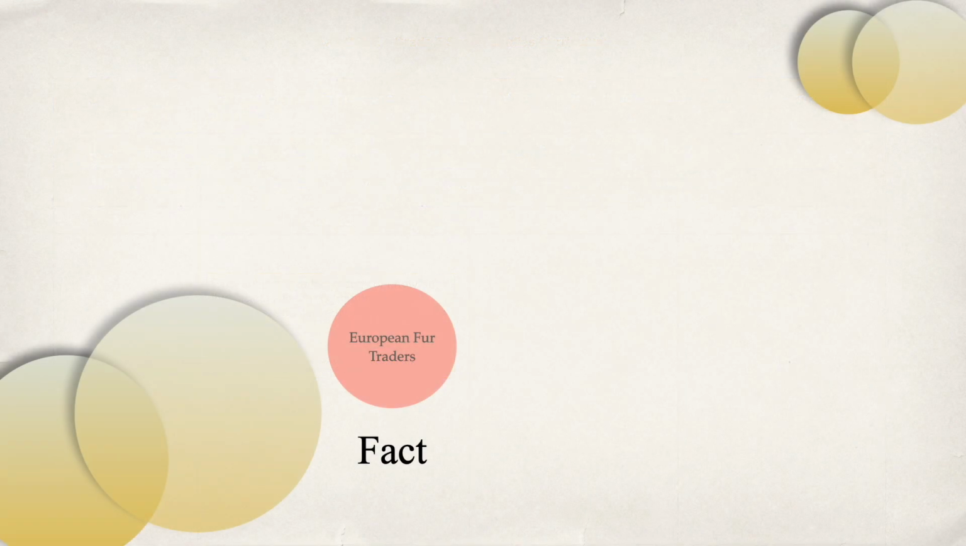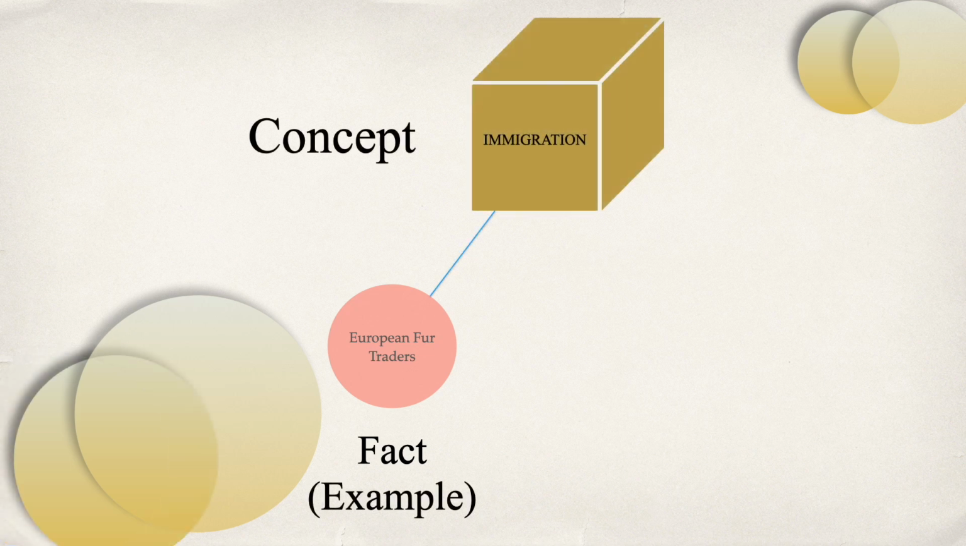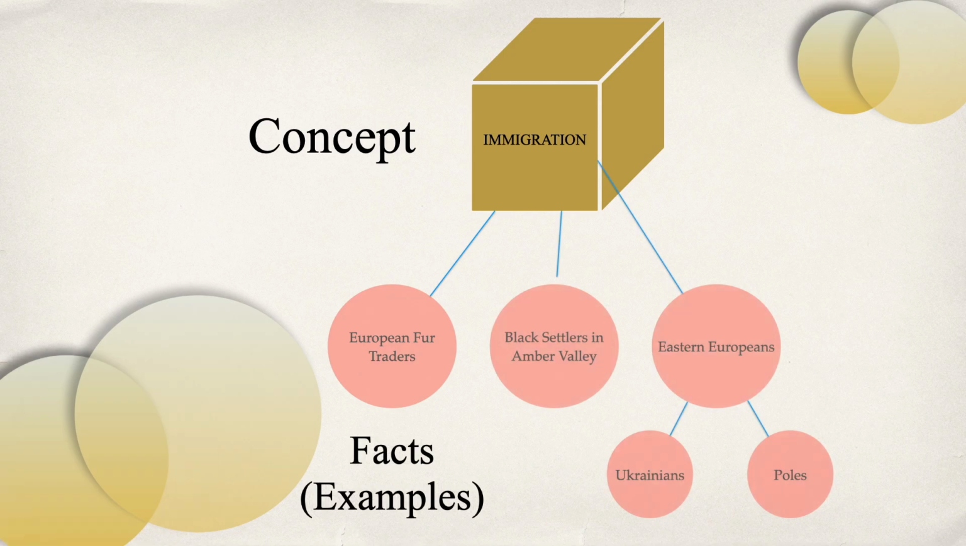Facts are the specific, detailed pieces of verifiable information. For example, European fur traders are immigrants who came to Alberta in the 1700s is a fact. Concepts, on the other hand, are the big ideas that help organize and give meaning to those facts. In this example, immigration is the concept. Facts serve as examples of broader concepts. The fact that European fur traders who came to and remained in Alberta were immigrants is an example of the concept of immigration. There are other examples of immigration, including the arrival of Black immigrants to Amber Valley, and the arrival of Eastern Europeans such as Ukrainians and Poles.